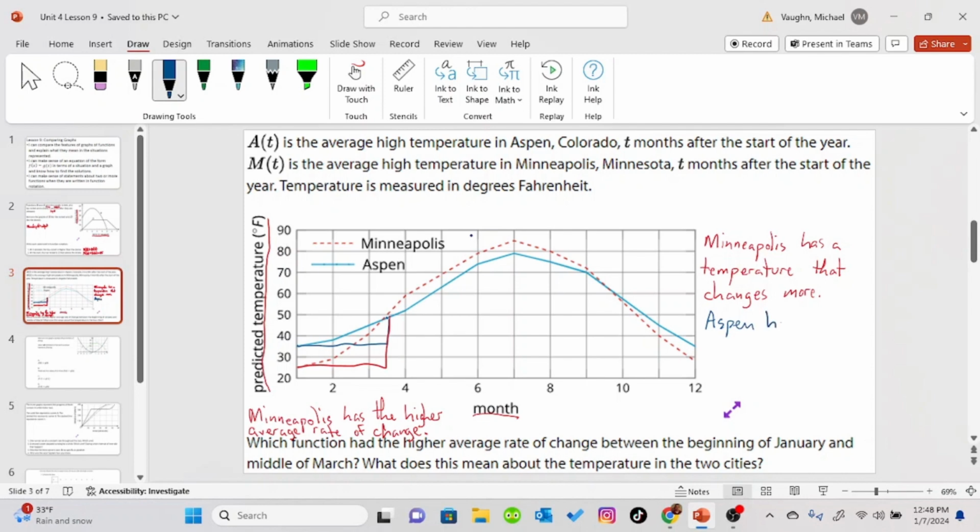Aspen has a more consistent temperature. This is how we can actually compare rates of change simply by looking at the graph rather than actually needing to calculate these answers mathematically.